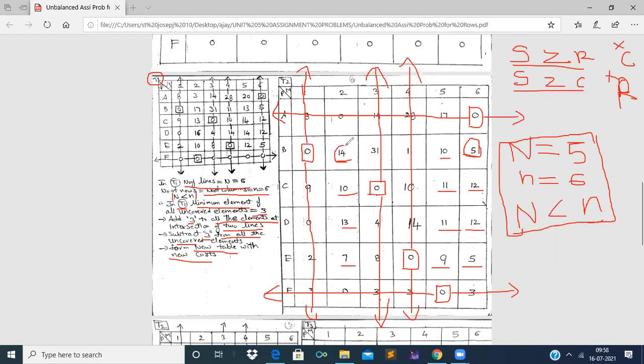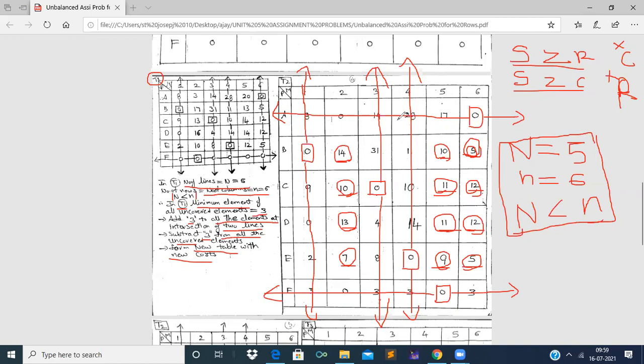That is, 14 minus 5 is 9, 10 minus 5 is 5, 5 minus 5 is 0, and 10 minus 5 is 5, 11 minus 5 is 6, 12 minus 5 is 7, and 13 minus 5 is 8, 11 minus 5 is 6, 12 minus 5 is 7, 7 minus 5 is 2, 9 minus 5 is 4, and 5 minus 5 is 0, right? So the elements should be replaced by subtracting 5 from all these elements. And what we have to do to the elements which are at intersection of two lines? We have to add 5 to the elements at the intersection part, right?